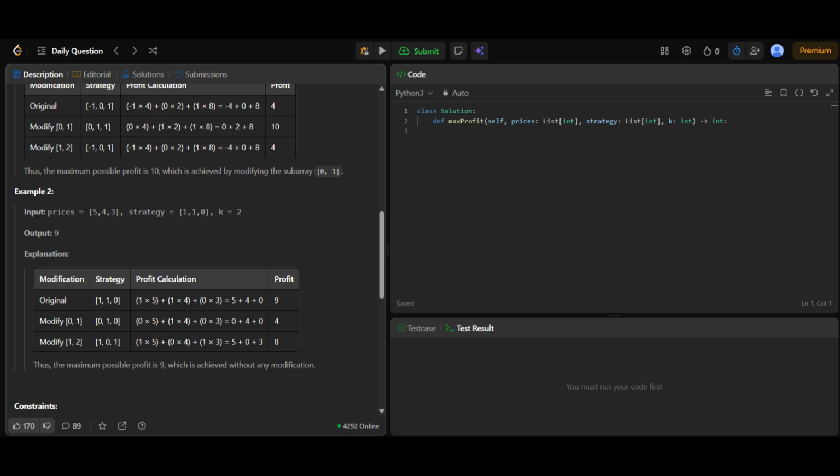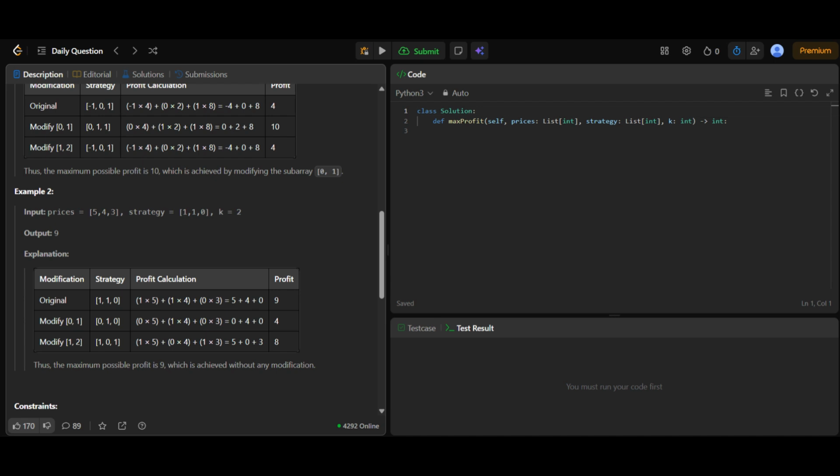Example 2. Now let's look at the second example. The inputs are prices equals array of 5, 4, 3, strategy equals array of 1, 1, 0, and k equals 2. First, we calculate the profit using the original strategy. We multiply each day's action by the corresponding price. 1 times 5 gives 5, 1 times 4 gives 4, 0 times 3 gives 0. So the total profit is 9.